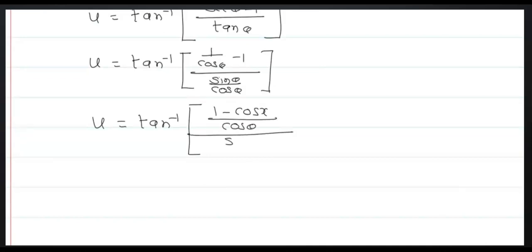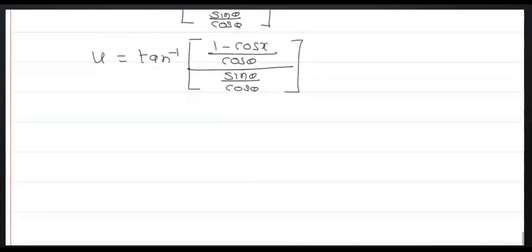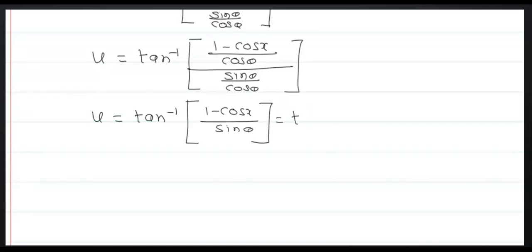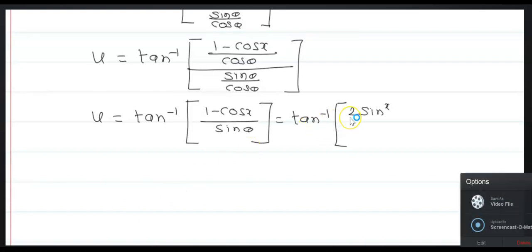Therefore, (1 minus cos theta) upon cos theta, sin theta upon cos theta. Therefore, u is equal to tan inverse of (1 minus cos theta) upon sin theta. That is tan inverse of, in bracket, what is 1 minus cos theta? That is 2 sin square theta upon 2. And what is sin theta?